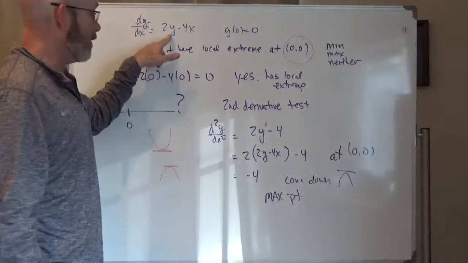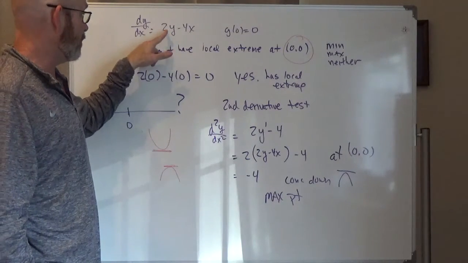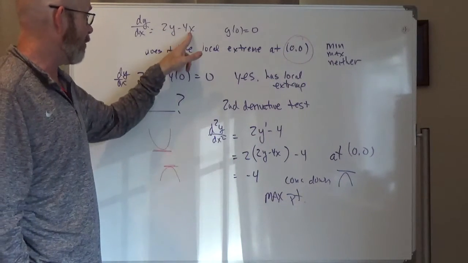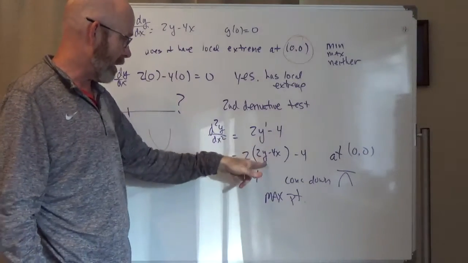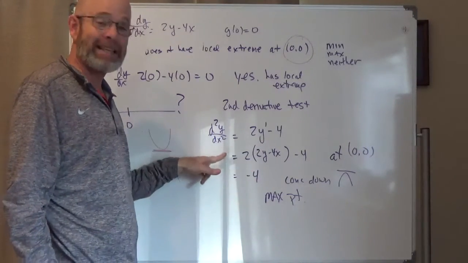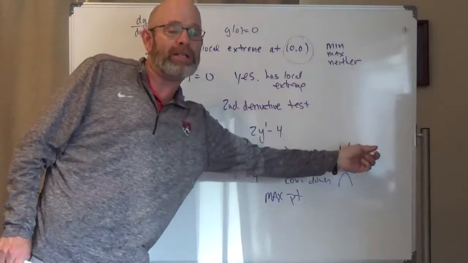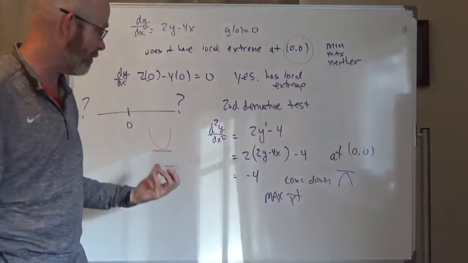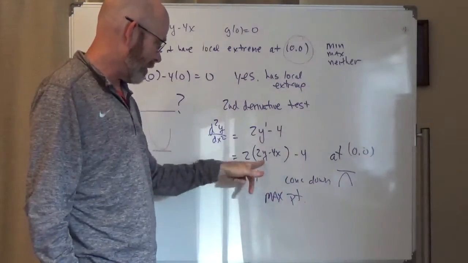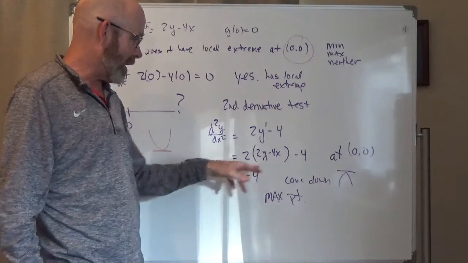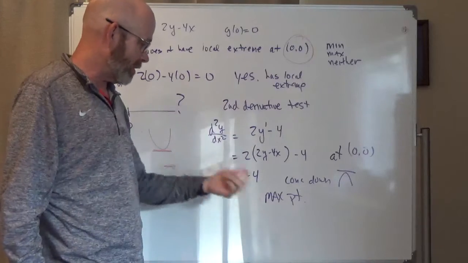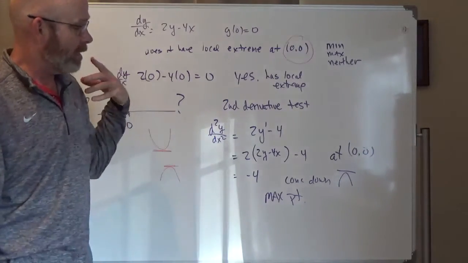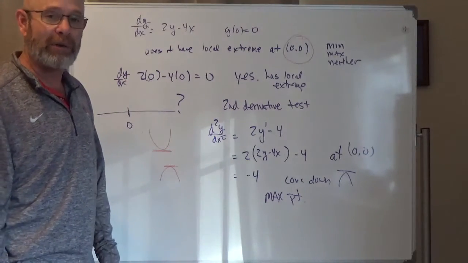Here's the first derivative. The second derivative is 2 times y prime minus 4. And remember, y prime is 2y minus 4x, which goes in for y prime. Now I have the second derivative. I take my critical point (0, 0) and plug it in. This part is a big fat 0, and I wind up getting -4, which means the graph is concave down, which means I have a maximum point.